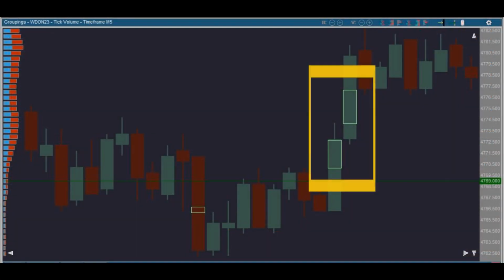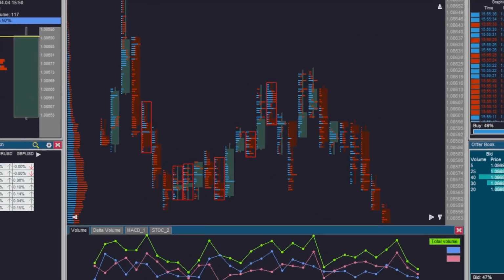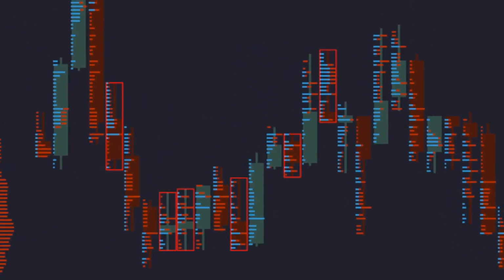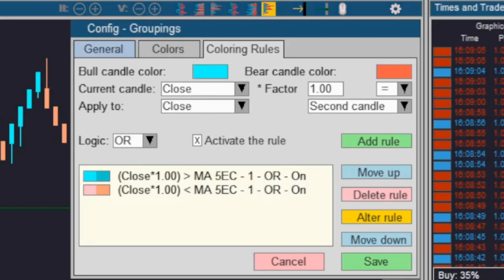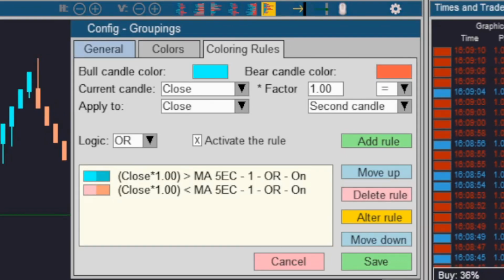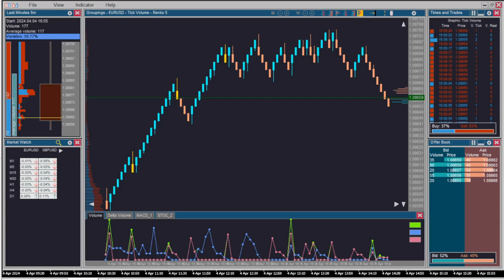Imbalance: region where the price moved too fast, leaving unbalanced ranges. Delta divergence: highlights the candle where the direction of the candle diverges from the buy and sell volumes. Custom coloring rules: define your own coloring rules to easily visualize possible entry and exit points in your operations. Customize colors based on your preferences and trading strategies.